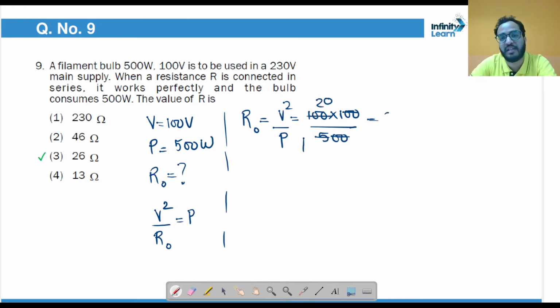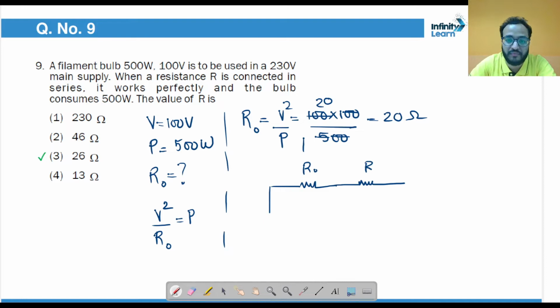20 ohms. What is the answer? 20 ohms. Now what they are saying is it works perfectly. Okay, very good. So we have two resistances. One is R naught, another one is R, right? We don't know its value, and it is connected across a battery of 230 volts.